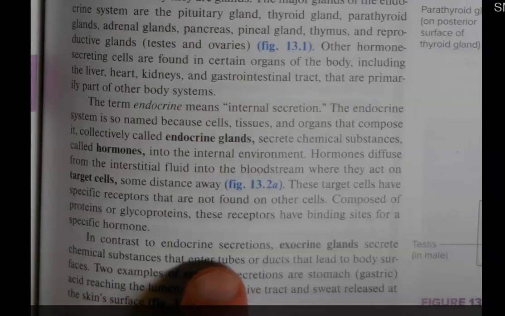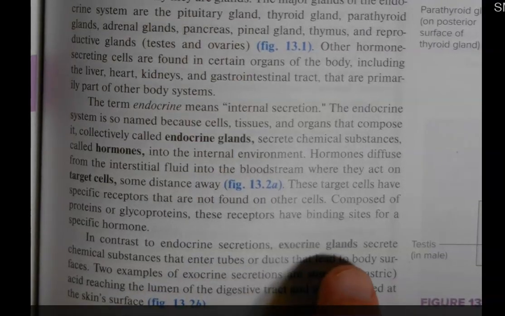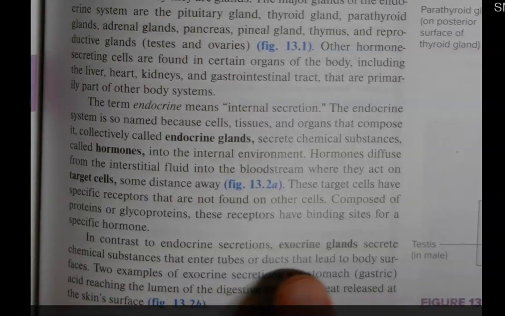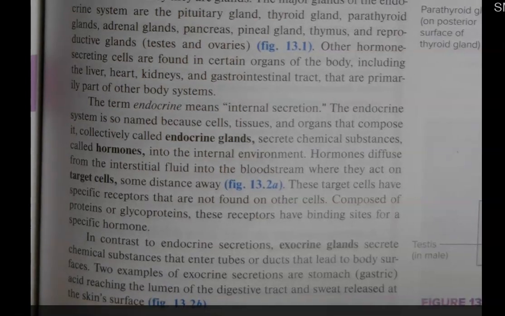And down here, in contrast to endocrine secretions, exocrine glands secrete chemical substances that enter tubes or ducts that lead to body surfaces. Now, those aren't always external surfaces, which can be a little bit confusing sometimes when they use that terminology. But the secretions of exocrine glands are carried generally through tubes or ducts to where they're needed.